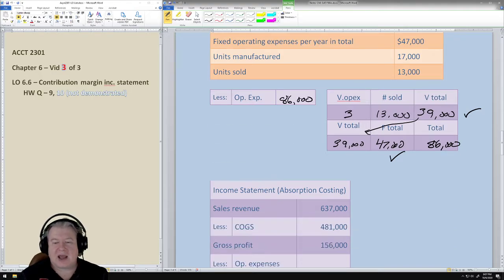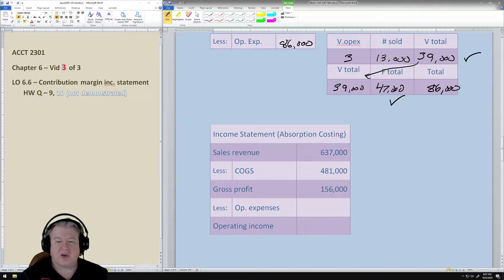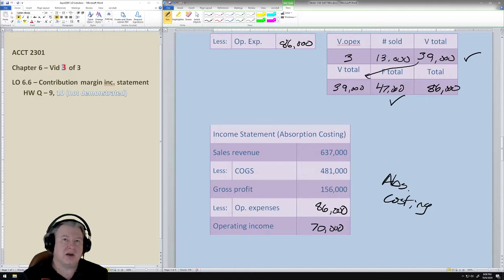So carrying that down, we've already had these numbers. We figured those out previously. We now take out the operating expenses, the variable and the fixed portion, and we're given an operating income of $70,000. So this is the absorption costing method, which is the normal method that you see under your financial statements. This is what you would produce.